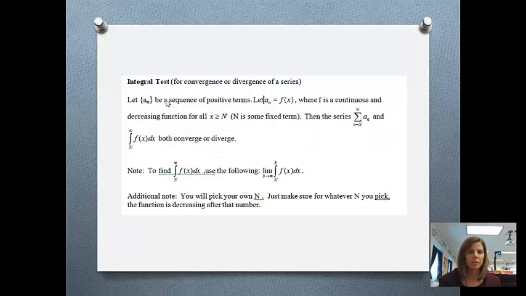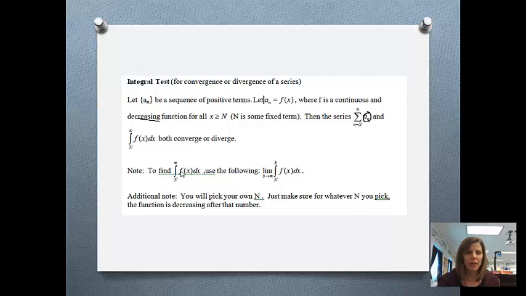All right, the integral test, I'm just going to read through a little bit of this. The a sub n is going to be our sequence, and we are going to let our sequence be a function where f is continuous and it's decreasing, for some fixed term of n. Then the series and the integral either both converge or diverge. So if we can take the integral of the a sub n, from n to infinity, when we do that, if we get an answer, then our sum will converge, and if we don't get an answer, like infinity, then our sum will diverge.